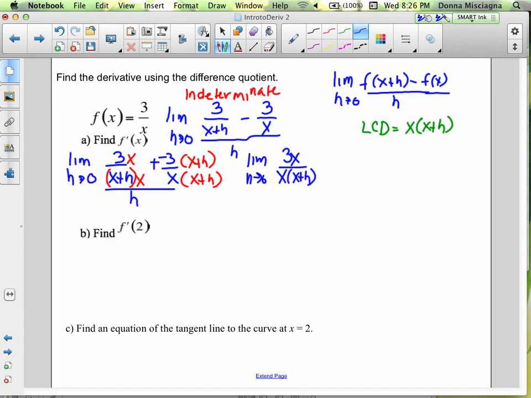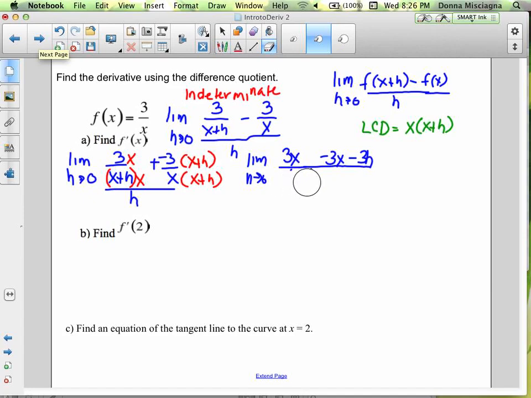And then we have, going to distribute the negative there. And we're going to have negative 3x and negative 3h. And there's really no reason at this point that we just couldn't make that one fraction, right? They're both going to have a denominator of x times x plus h. So we could write it twice as two separate fractions and then just combine to one fraction, or we could just do it all at once. And that's all divided by h.